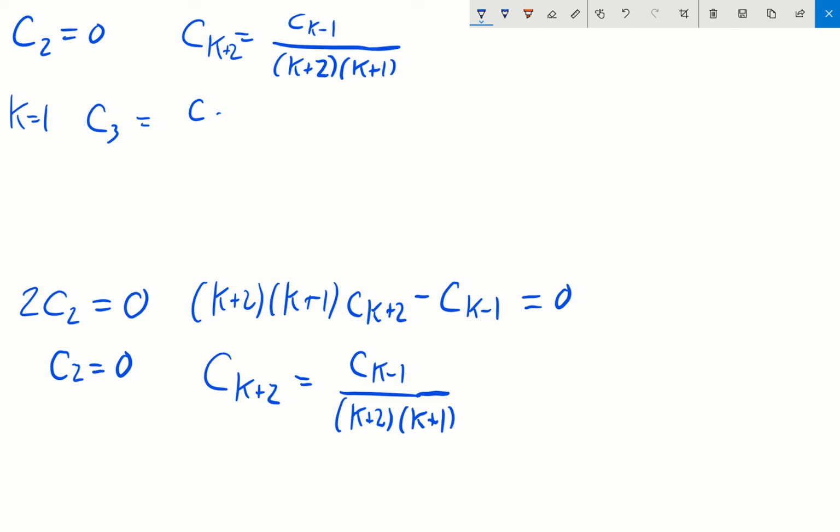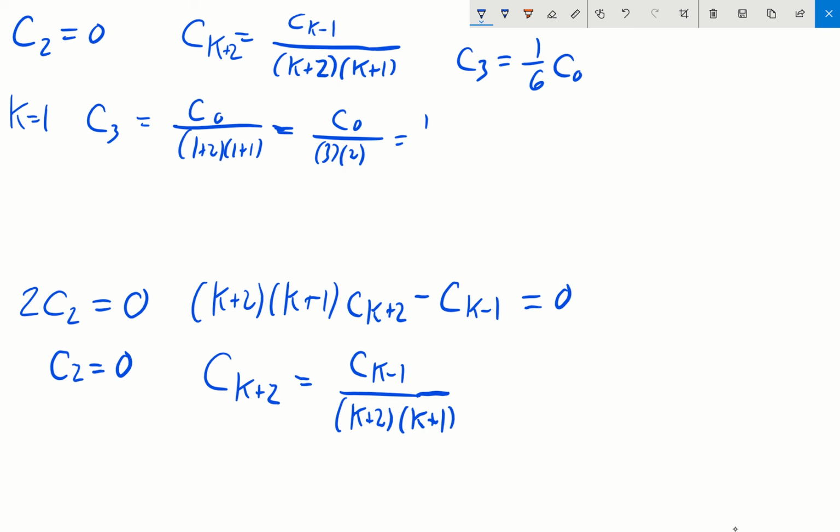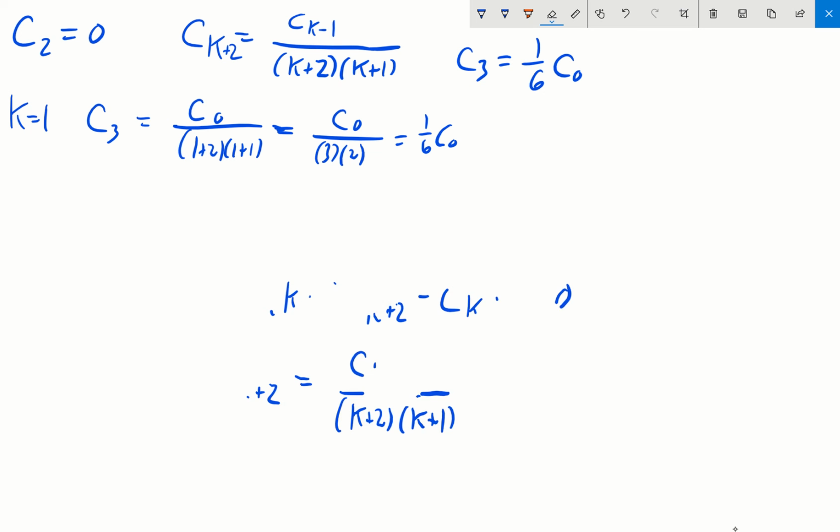It's going to be c0 divided by 1 plus 2 times 1 plus 1. There we are. So this should be equal to 1/6 c0. So c3 is equal to 1/6 c0. And where that 1/6 came from, maybe I'll show this extra step, because it's going to be enlightening later. This was 3 times 2, which is where that came from. Now let's go ahead and plug in k equals 2.